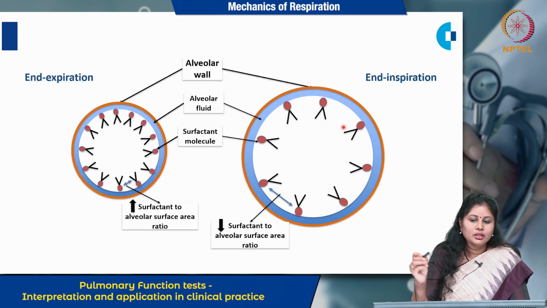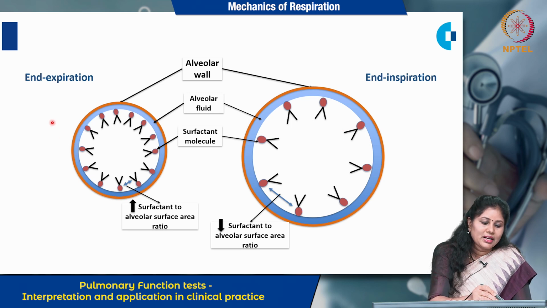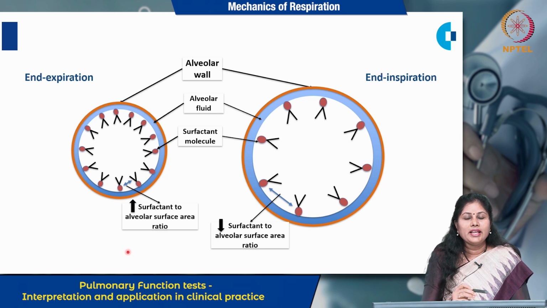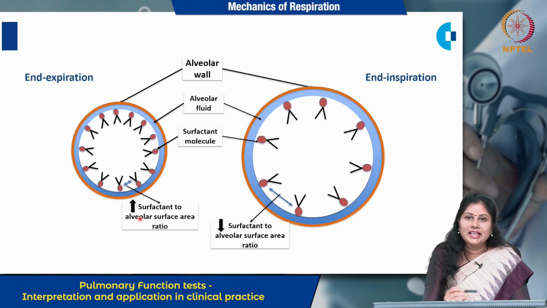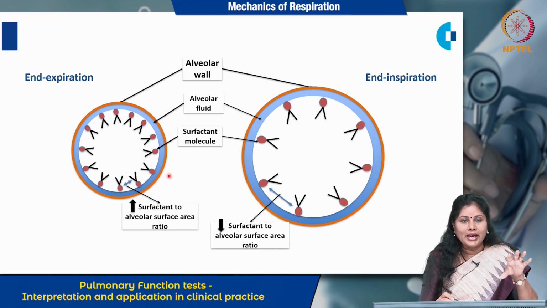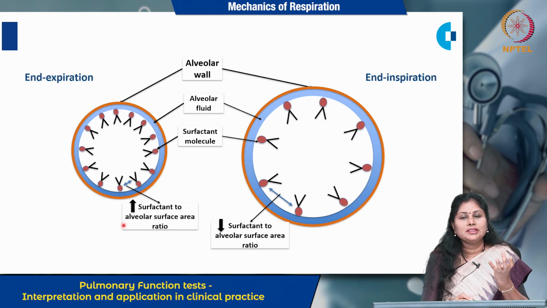So what is the mechanism of this surfactant, how does it prevent surface tension? This alveolus is seen at the end of expiration. When the alveolus is smaller, the surfactant molecules become densely distributed. There is an increase in the surfactant to alveolar surface area ratio, so it covers the entire alveolus. The surface tension effect to collapse the alveolus is prevented, so this prevents the complete closure of the alveoli during expiration.